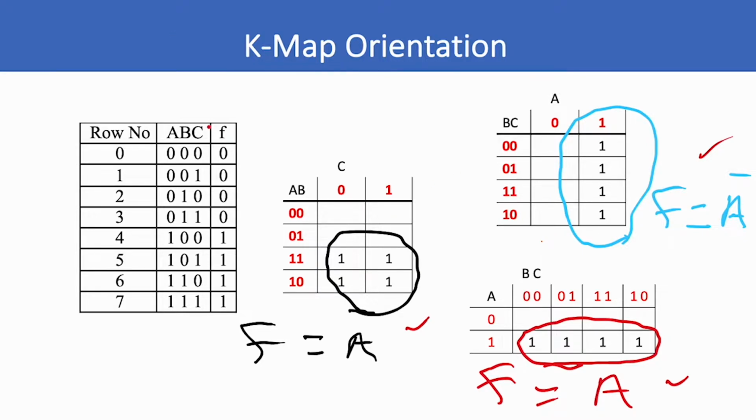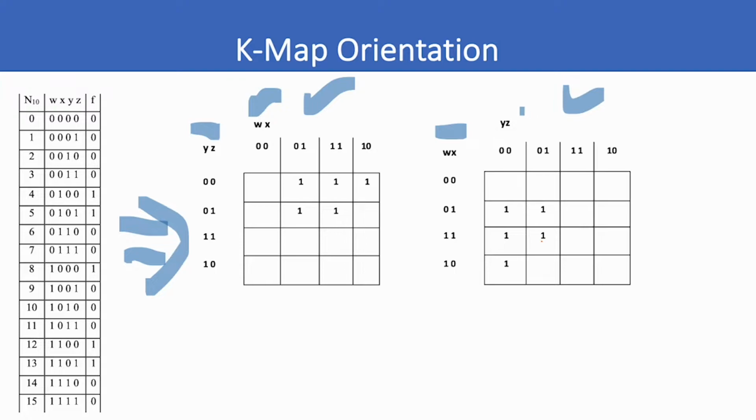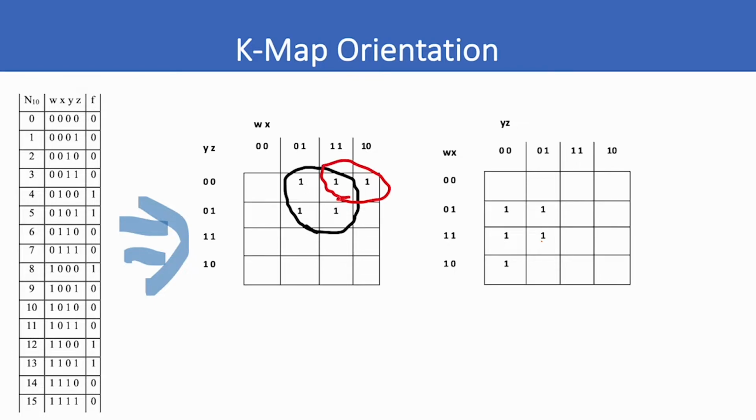Let's look at a 4 variable map. Here's an example of a 4 variable map. Okay, there's 2 4 variable maps. The first one, we have the WX up here, and then the YZ down here. And this one, we have the WX right here and the YZ up here. Okay, let's map both of these, reduce the function, and then compare the result. For this one, here's the first covering, and we'll do the second covering right here. There's the second covering.